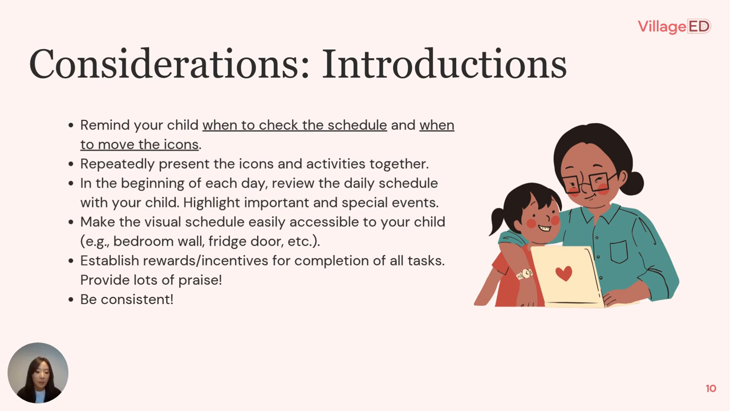Also, make the visual schedule easily accessible to your child. So, portability, of course, but also place them on walls, or if you have to, put them on desks or on a binder. Think about where to put them, because we want to make sure that they're able to see the icons moving from to do to all done. And we want to have them see what's next.